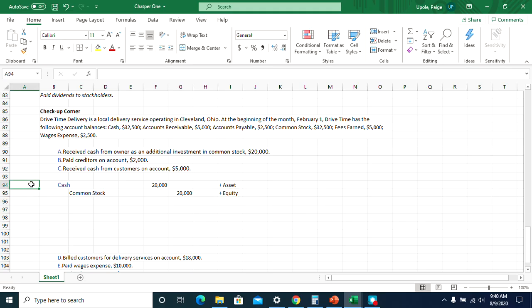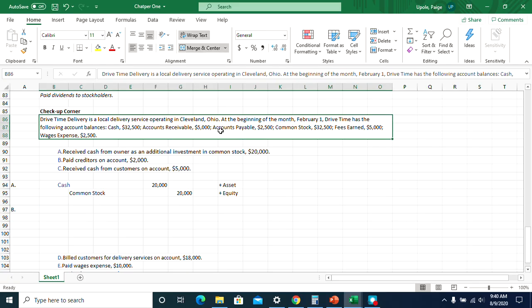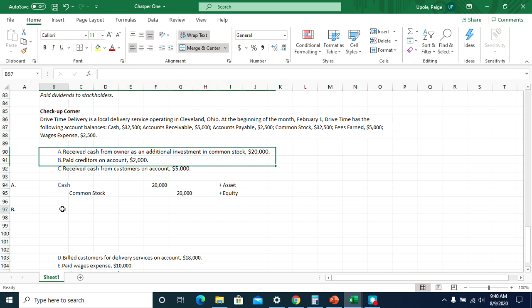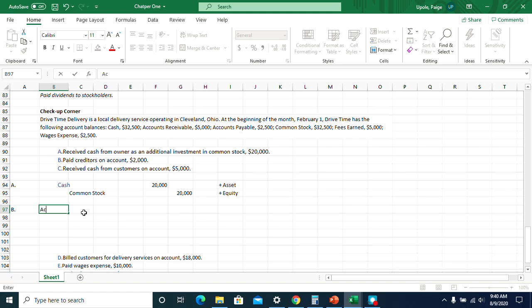And this is item A. Now if you move on to item B, paid creditors on account, $2,000. When we hear that expression on account, that means this guy right here, accounts payable. So we know that we're going to decrease a liability of accounts payable, and we're going to decrease an asset of cash because we have to pay the liability with something, and we paid $2,000.